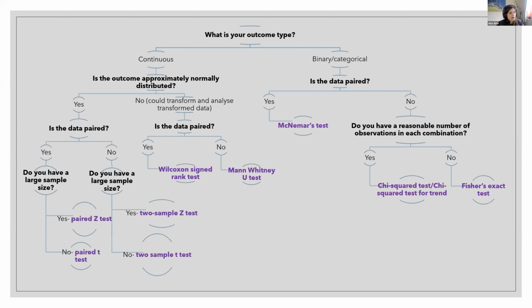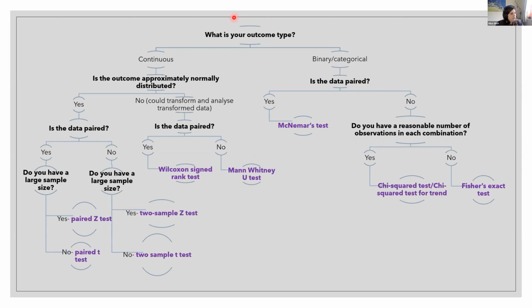So trying to map this out, and again, this is for a comparison between two groups here, and I will elaborate a little bit more on what happens if you haven't got a comparison between two groups in the next slide, but just taking you through the decisions that I would make if I was selecting the right test.